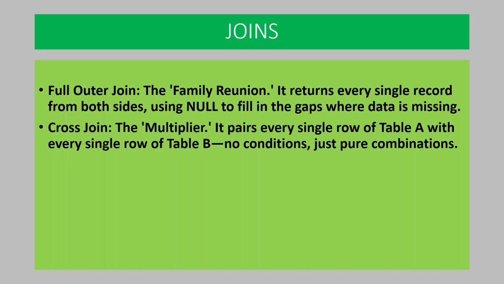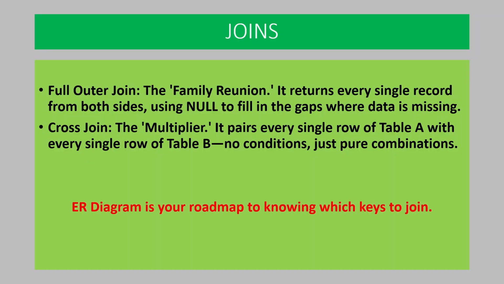Okay. And the fifth join, like I said, is a cross join. It's like a multiplier. It pairs every single row of table A with every single row of table B. There are no conditions, nothing. Even if it matches, it doesn't matter. It'll match every single row of table A with every single row of table B. Just pure combinations.